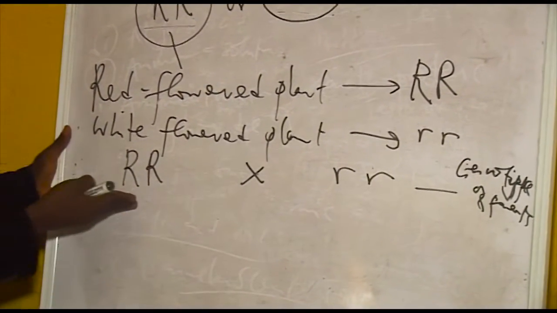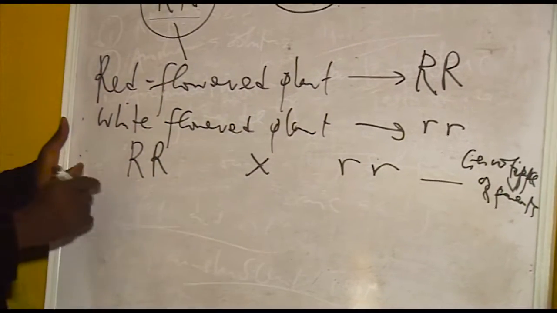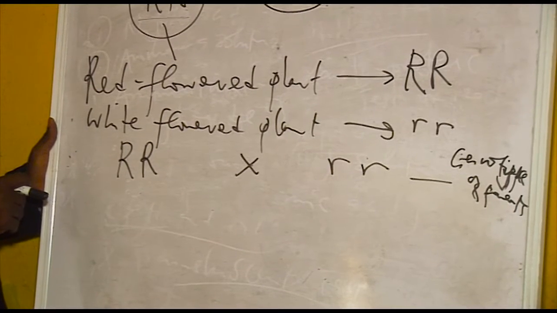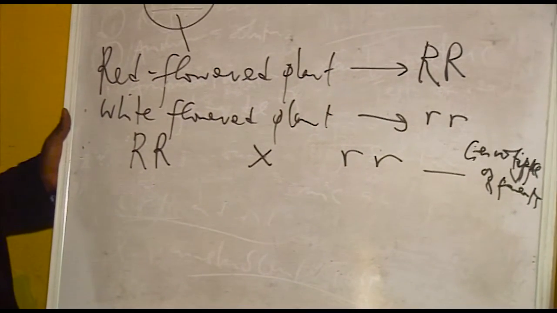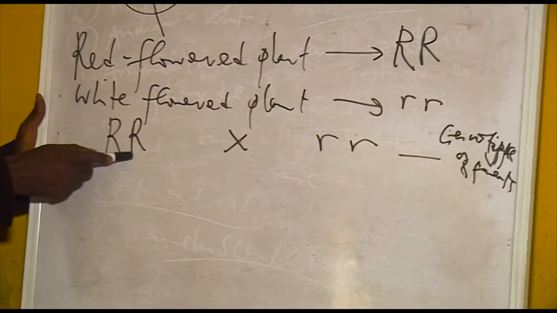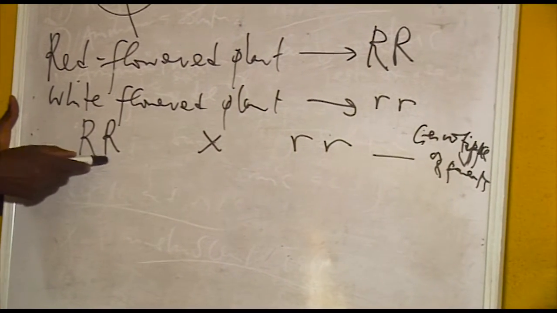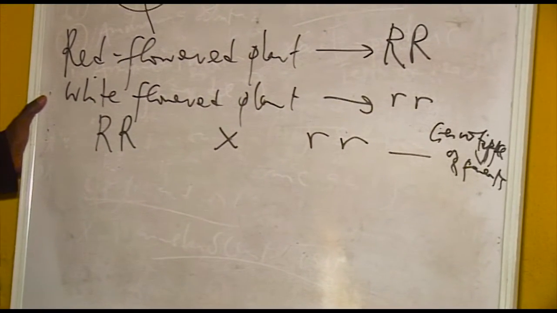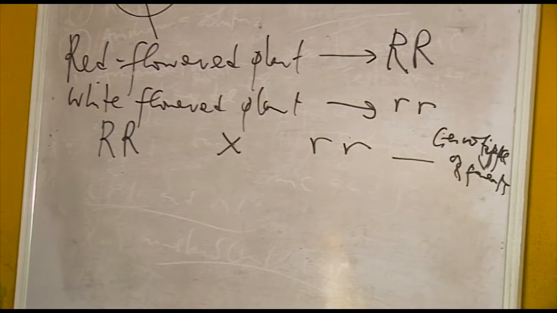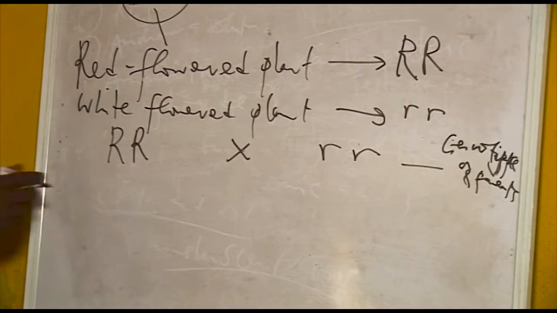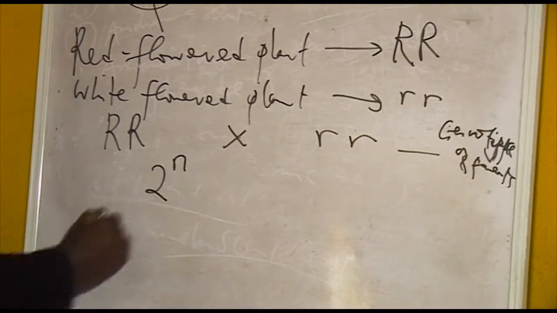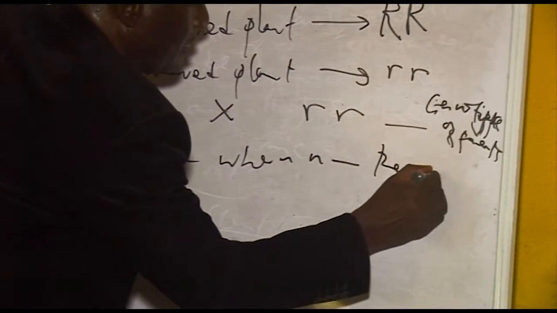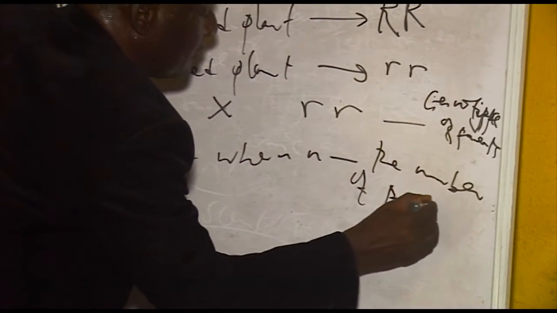So definitely, this is a pair of genes. This is a pair of genes. Now, they must be located in the gamete. Because according to the first law, each pair of genes will separate during gamete formation. So this one will separate. So how will you know the number of gametes when you are given a pair of genes? To know the number of gametes that will be produced from a pair of genes, it is through 2 raised to the power of n, where n represents the number of pairs of genes.